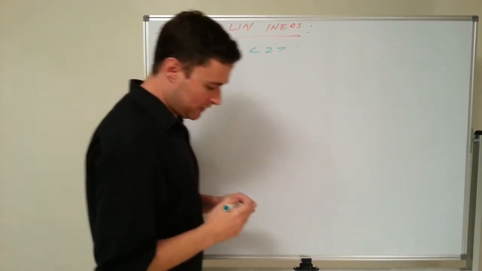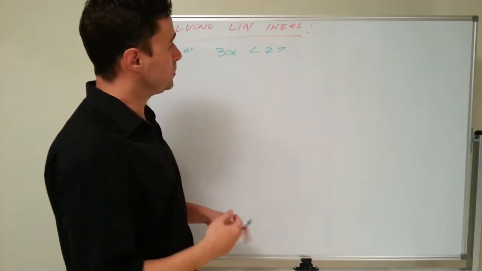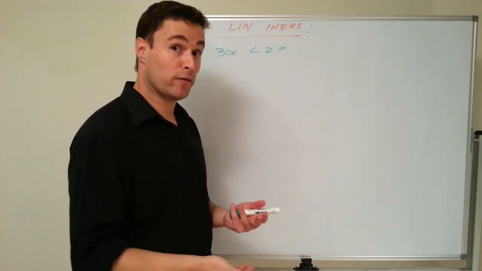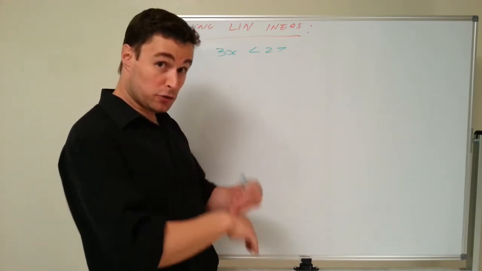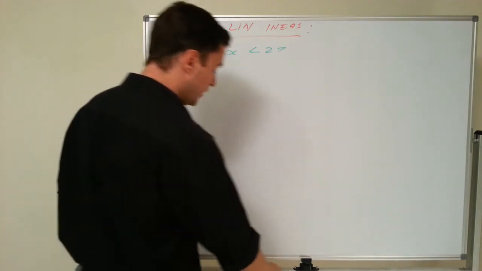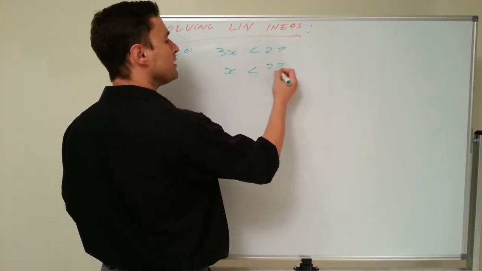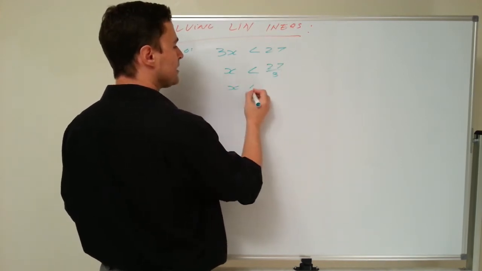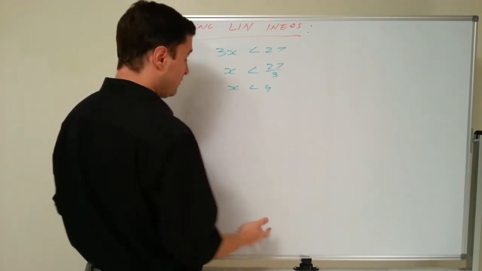Now, if you've seen my video on solving equations, you'll know that all I'm going to do is reverse the order of operations. I'm going to do BIDMAS backwards. And to get rid of something, I'm going to do the opposite to the other side. So the opposite of times by 3 is divided by 3. So 3x is less than 27, so x is less than 27 divided by 3. So x is less than 9. Done. That's it.